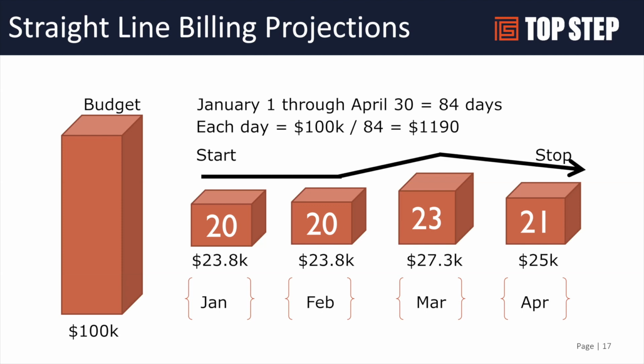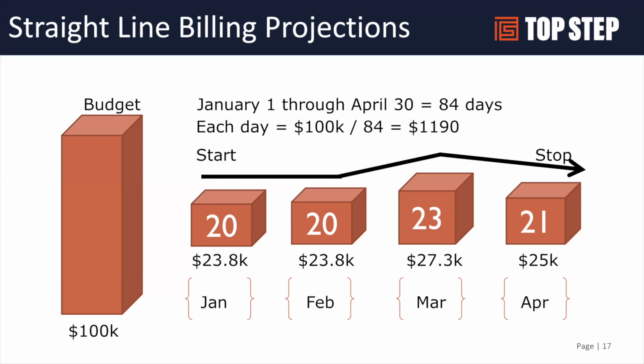And you can see there are more days in March than there are in January and February, so you can see how it's projecting. The downside of straight line is it assumes that it's an even amount of work from start to end. And obviously projects don't work that way generally. Generally there's spikes and ups and downs throughout the project.